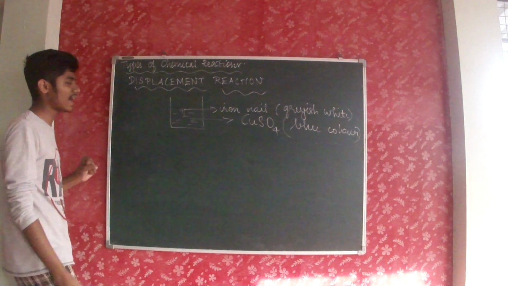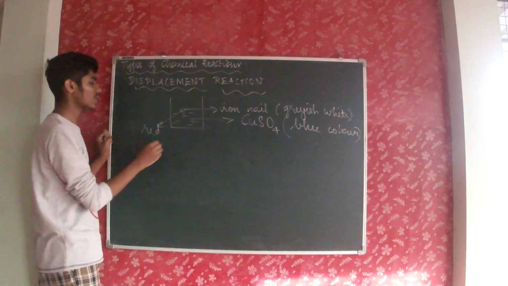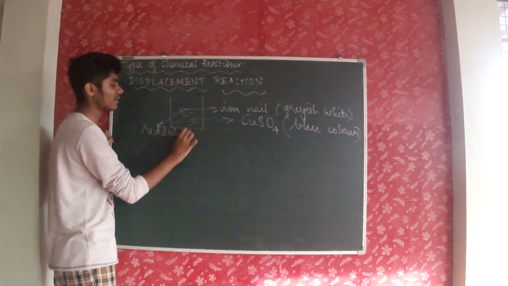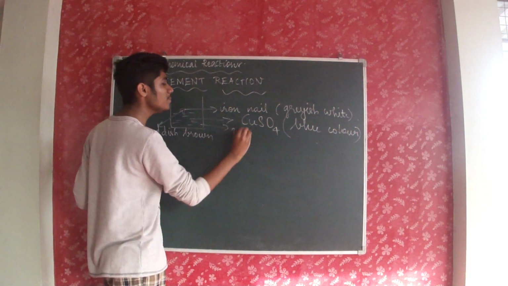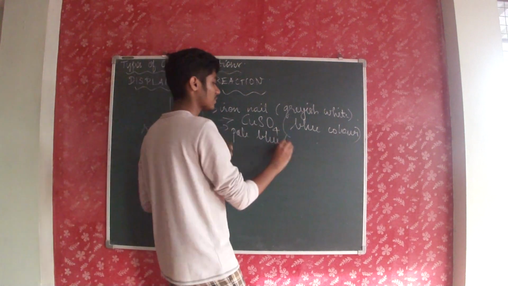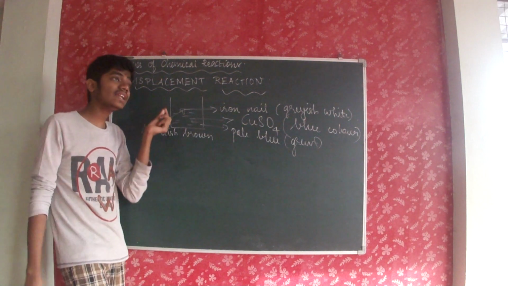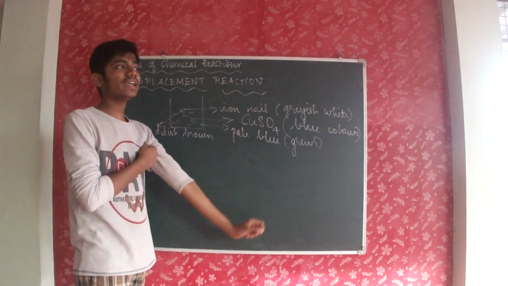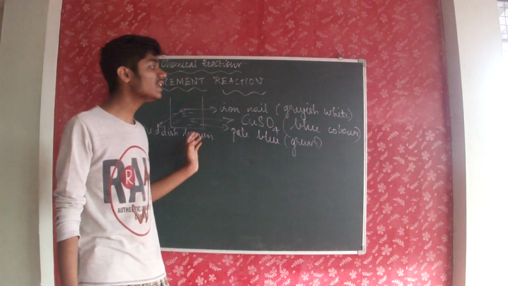After some time, what happens is that this iron nail turns reddish brown and the solution turns pale blue. That is, the blue color just fades away. You can even say it becomes green. So only when the iron nail is placed inside, the iron nail's color changes into reddish brown and the solution changes into green color. But earlier it was blue.